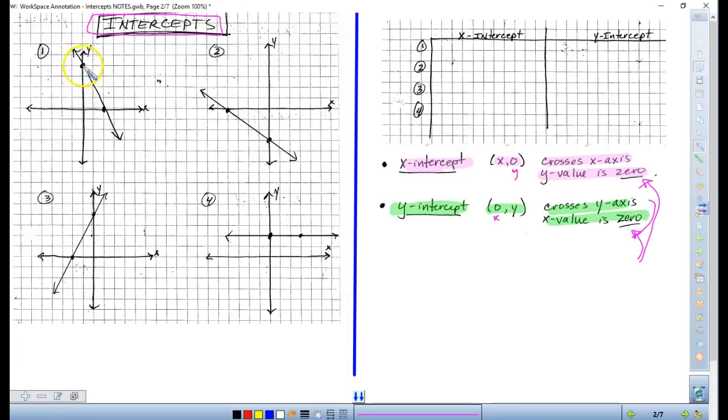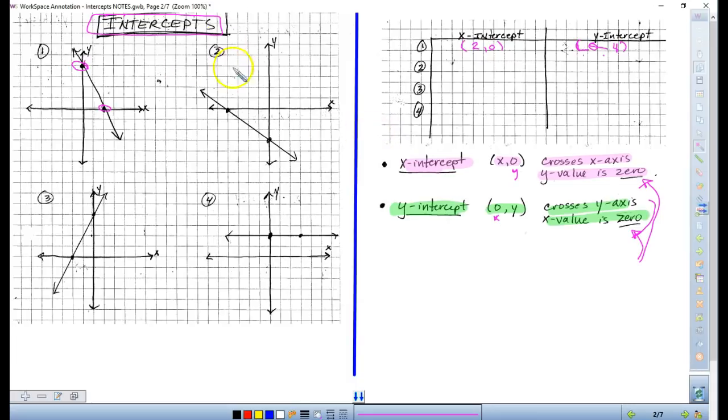So let's look at graph 1 here. This is an intercept on which axis? That's on the y-axis, right? So that y-intercept, what would the coordinates of that y-intercept be for graph 1? You can go down and write it on the table. Hopefully you're coming up with coordinates of 0, 4. And then for the x-intercept, it hits the x-axis right here, and that looks like coordinates of 2, 0.